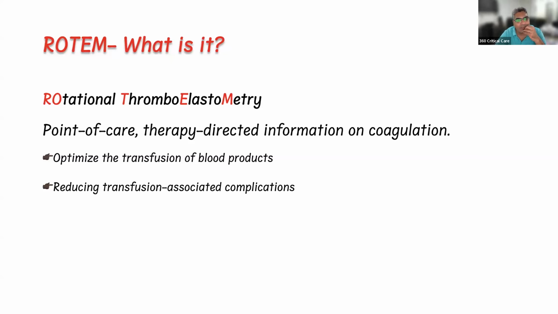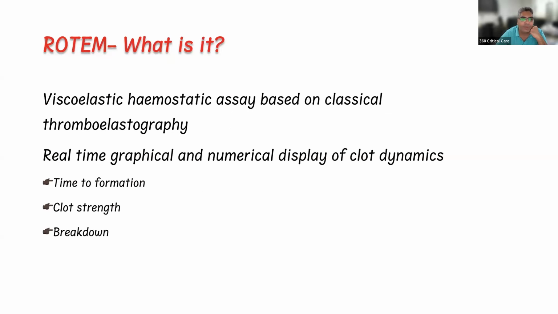ROTEM stands for rotational thromboelastometry. It is a point of care, therapy-directed source of information on coagulation. The aim of ROTEM is to optimize the transfusion of blood products. And clinical studies have shown that it has reduced the transfusion requirement and transfusion-associated complications. Real time and graphical, that's what you get in a ROTEM.